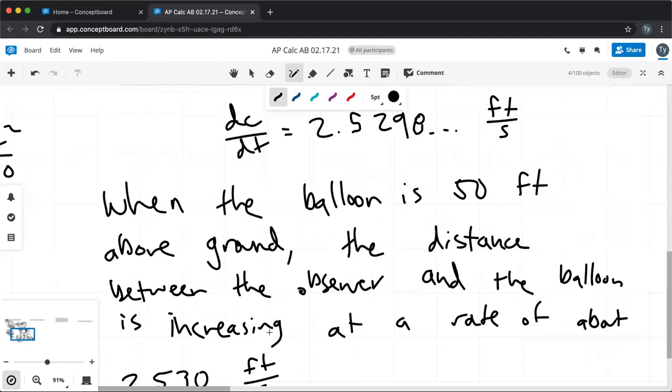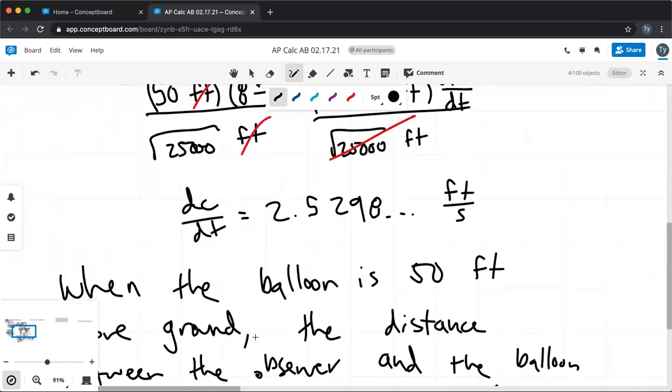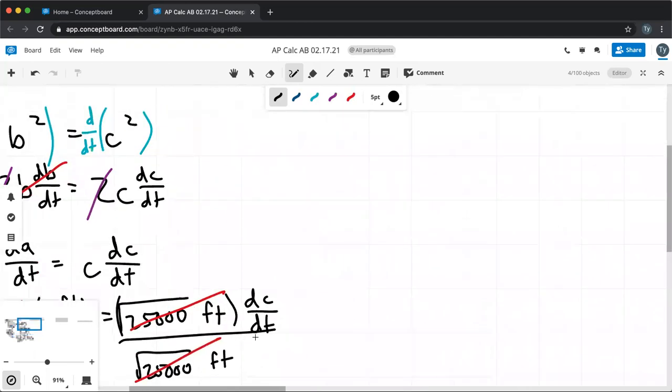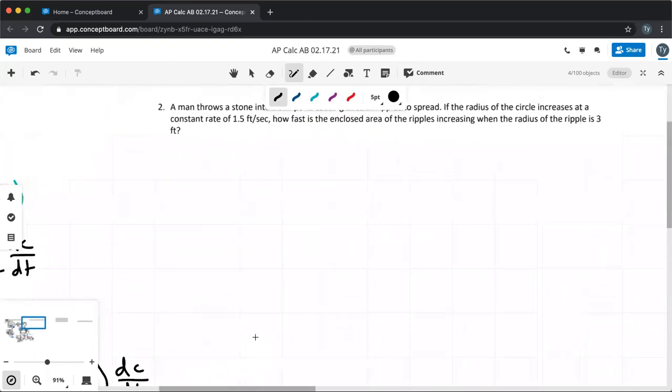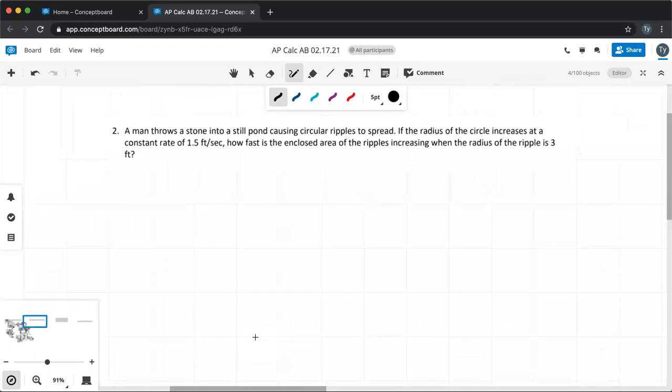All right, moving on to the next one. So a man throws a stone into a still pond, causing circular ripples to spread. If the radius of the circle increases at a constant rate of 1.5 feet per second, how fast is the enclosed area of the ripples increasing when the radius of the ripple is 3 feet?